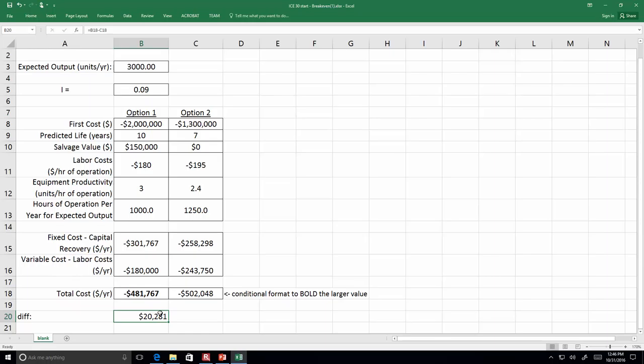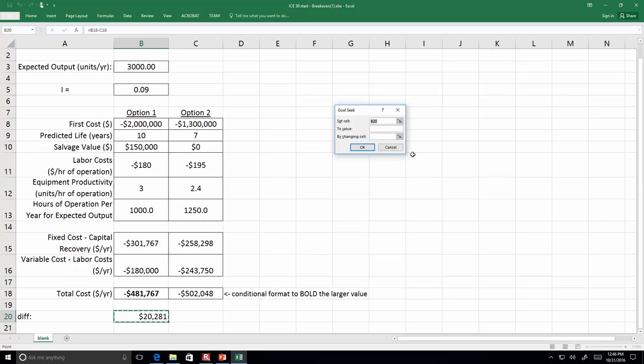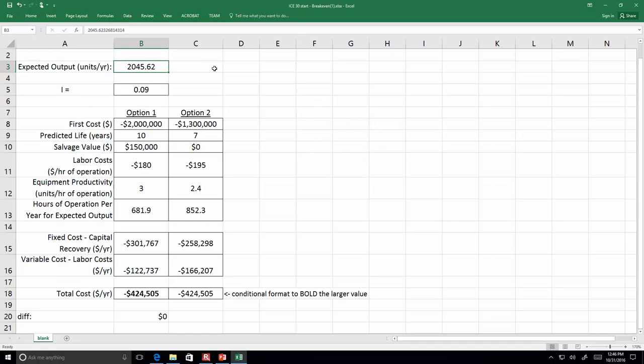And so if you go into data, what-if analysis, goal seek, what we're going to try and do is set this difference between the two costs equal to zero by changing the output. So have the difference be equal to zero by changing how many units are being made. And what it'll do is it'll show us that at 2,045.62 units, whatever that means, I guess 2,046 units is where the two are equal. But if we go more than that, for the high volume, option one is better. For low volume, option two is cheaper.